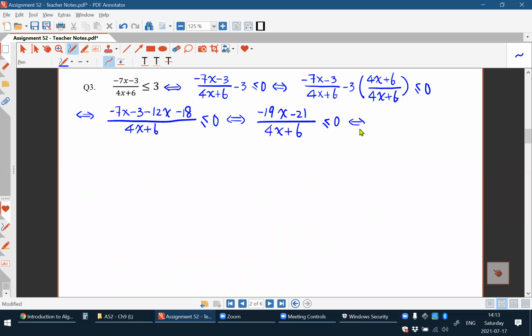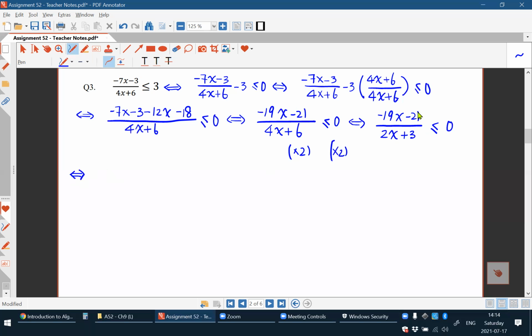And then we can multiply 2 to both sides, because we can easily cancel the 2 with 4x plus 6, right? Okay, and also because 2 is positive, we don't change the direction of the inequality symbol. So the left-hand side becomes minus 19x minus 21 over 2x plus 3. Smaller than or equal to 0, right? Okay.